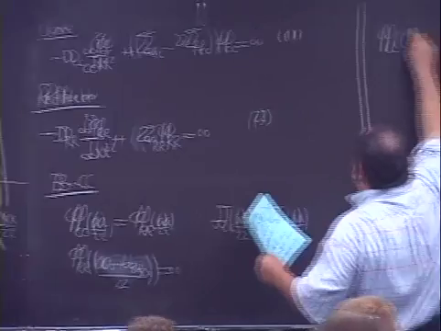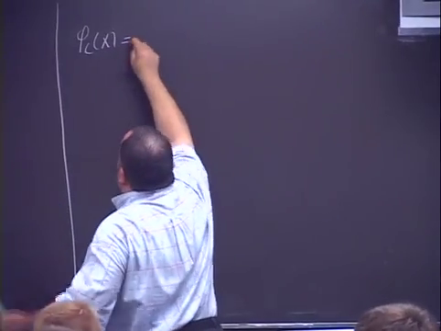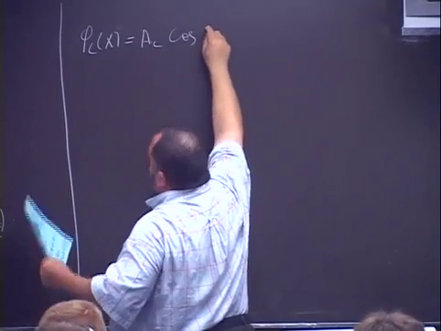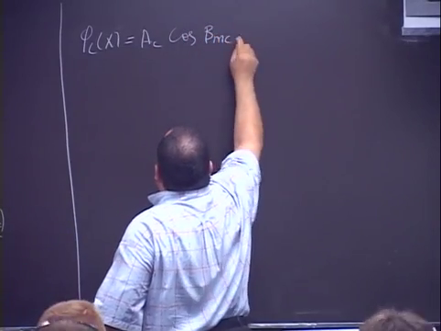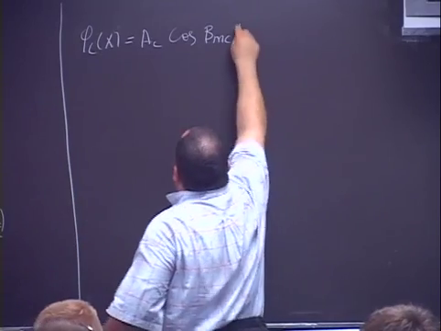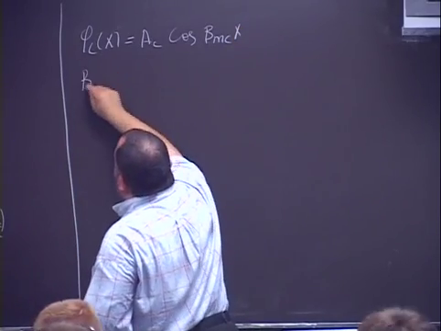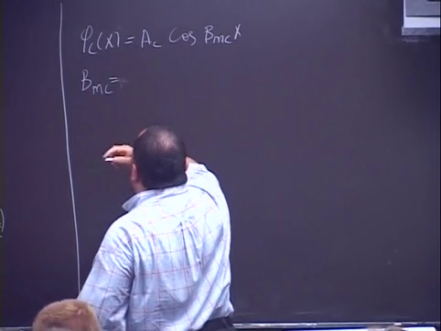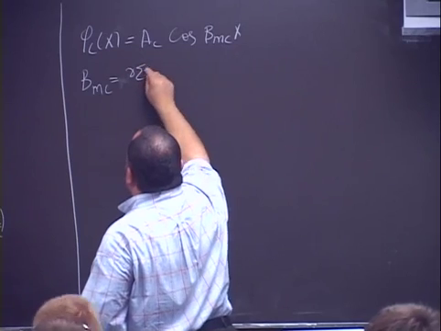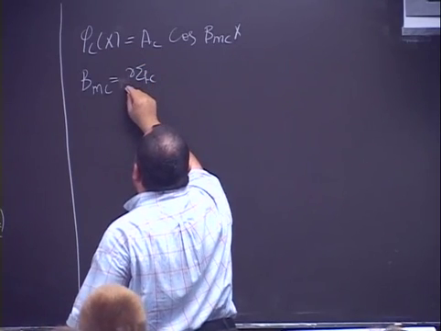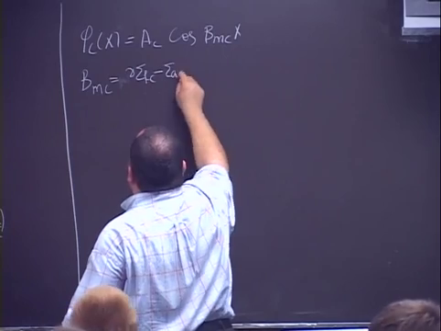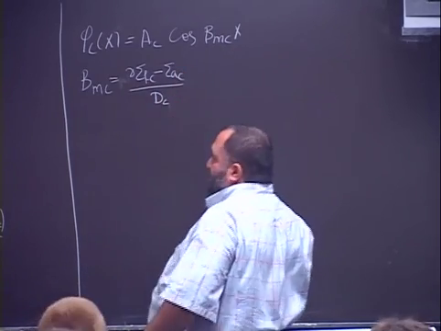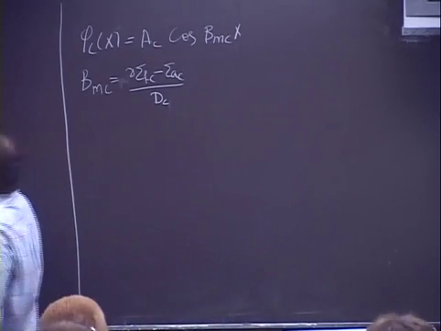So we expect the solution from the core, phi core as a function of x, will be some constant a core multiplied by cosine b material of the core multiplied by x, where b material of the core is just equal to what? Nu sigma fission of the core minus sigma absorption of the core divided by d of the core. This is just the material buckling from the core. So just here is the material buckling.